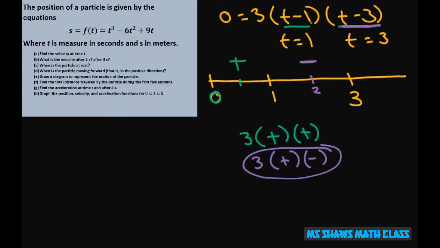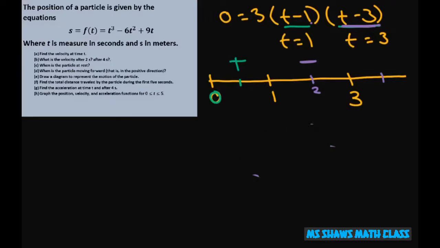And then above 3, let's try 4. If we plug in 4 in here, we're going to get 3 times a positive times a positive. So that's going to give you a positive. So the direction that's positive is from 0 to 1 and from 3 to 4.